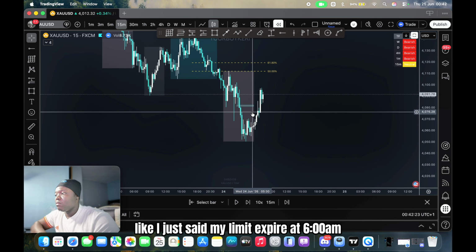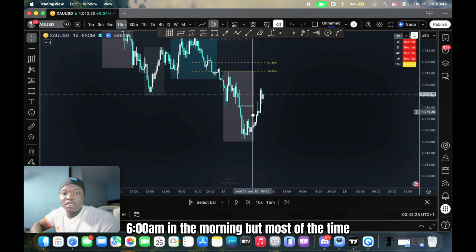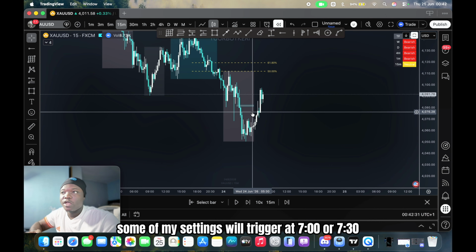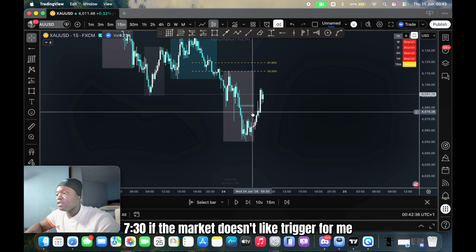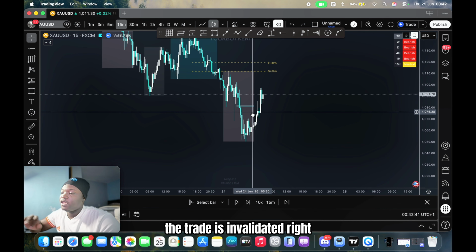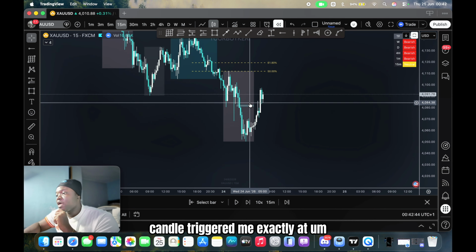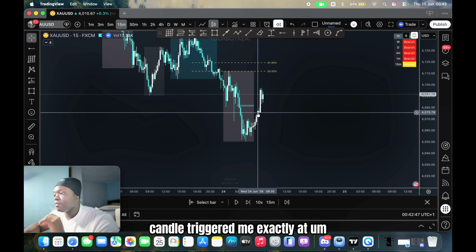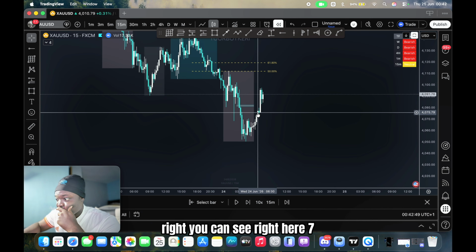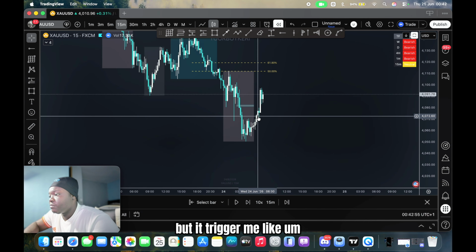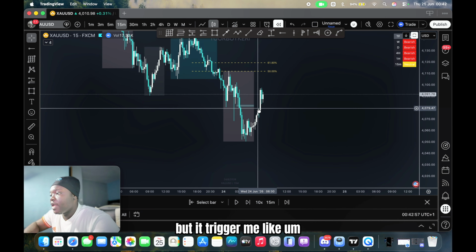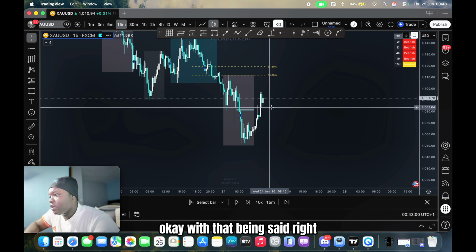I just set my limit to expire at 6 a.m., but most of the time some of my setups trigger at 7 o'clock or 7:30. So this one I set to 7:30, since London opens at 8. If the market doesn't trigger for me by 7:30, the trade is invalidated. And this candle triggered me exactly at 7:30. You can see right here 6:30 because of the time frame on TradingView, but it triggered me at 7:30.